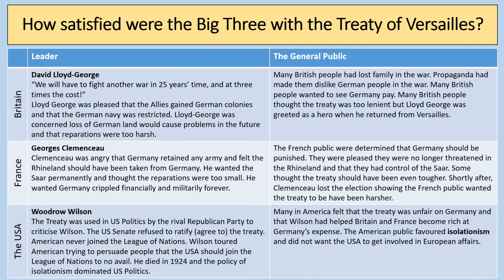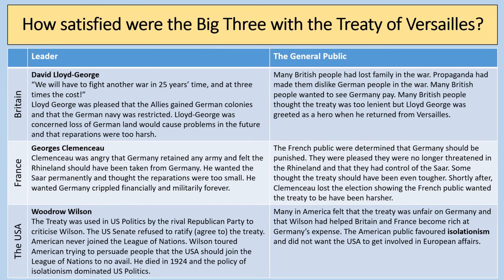The French public, again, they wanted Germany to be punished. They were pleased that the soldiers were no longer going to be in the Rhineland and they had some control over the Saar, but many people in France thought the treaty should have been tougher. Clemenceau himself lost the French presidential election, showing, I think, probably a verdict on Clemenceau himself and what he'd been able to achieve at the treaty.